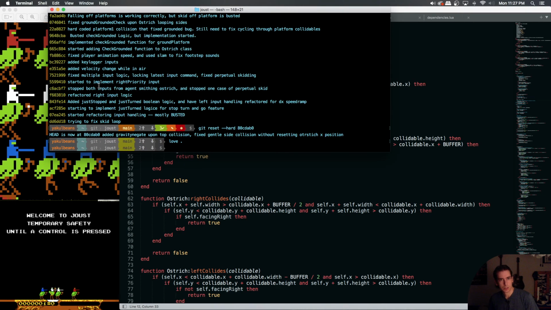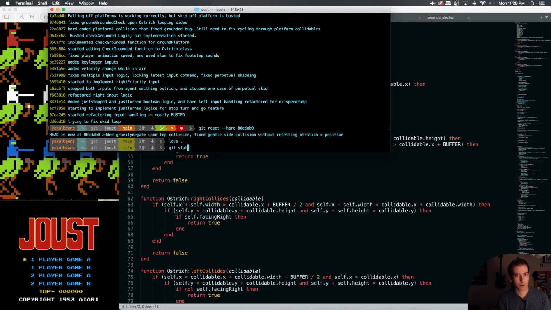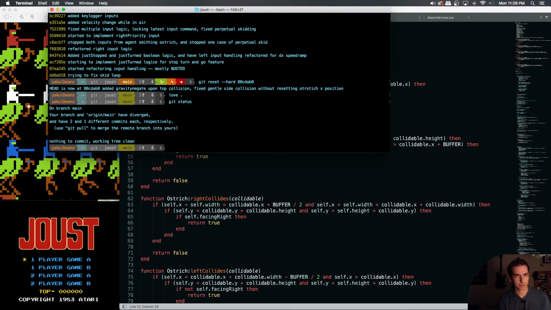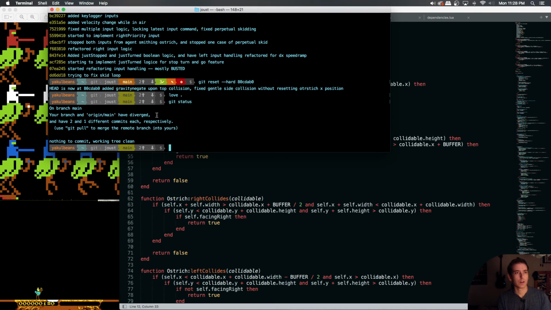So I guess my question is, how do we push this to the origin repository, even though our head is ahead? See, look, we've diverged. You have 2 and 1 different commits each. I don't want to do that, man.